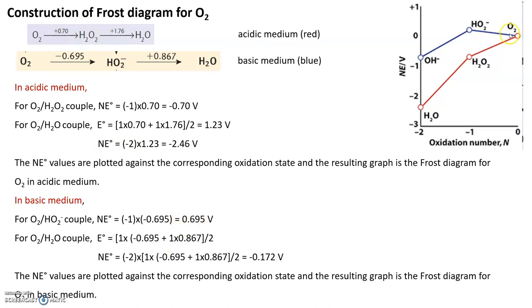Similarly, these two values we can plot. This is not the accurate one as per this diagram. You plot it and join it, you will get the corresponding diagram for oxygen in basic solution. You join the points. If this point lies above, this will undergo disproportionation. If it lies below, this will undergo comproportionation.